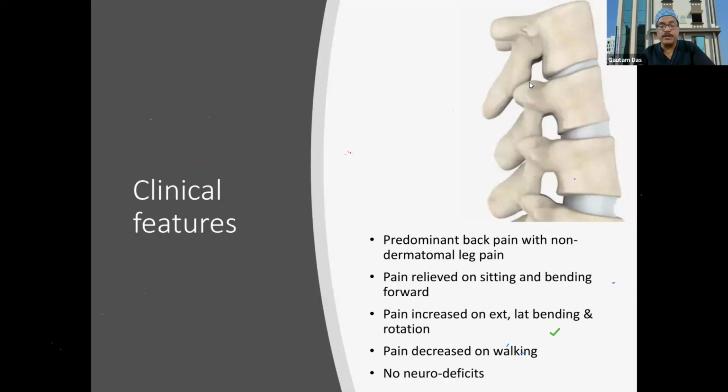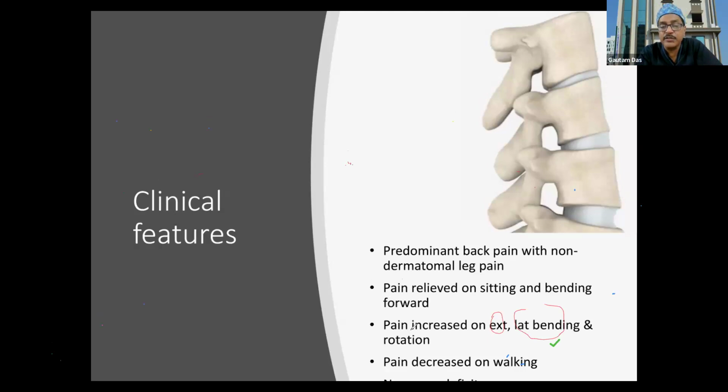So these three movements, extension, lateral bending, and rotation. If these three movements are done, then the facet joint load is more and the pain will be more. So clinically also you can do this test. You can ask the patient to extend, rotate and laterally bend. And if the pain is aggravated, then you understand this might be facet joint.